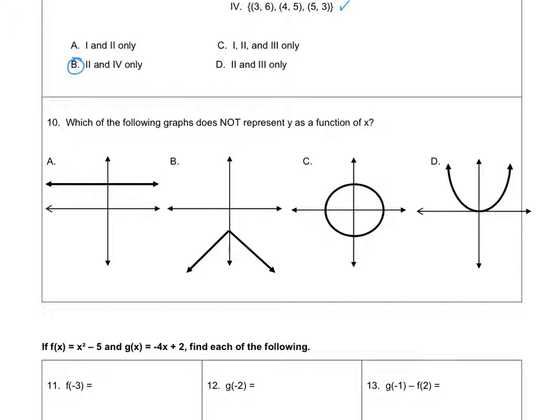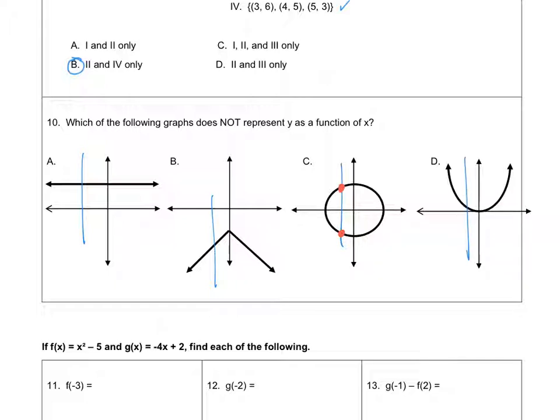10. Which of the following graphs does not represent a function, y as a function of x? So that means which one of these does not pass the vertical line test? Let's see. On A, if I draw a vertical line, did that pass my graph more than once? Nope. What about B? Did it intersect more than once? Nope. C? Yes, it did. I can see that my vertical line intersected my graph here and here. That was more than once, so that would not be a function.